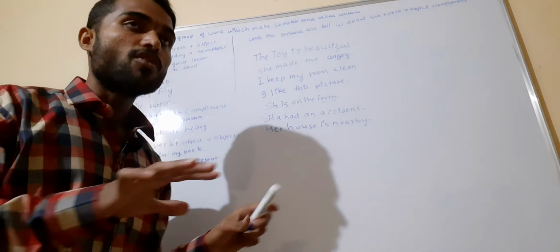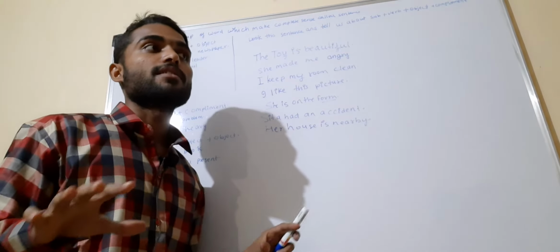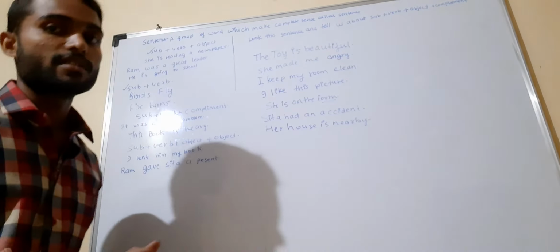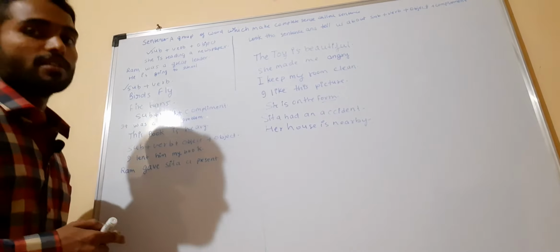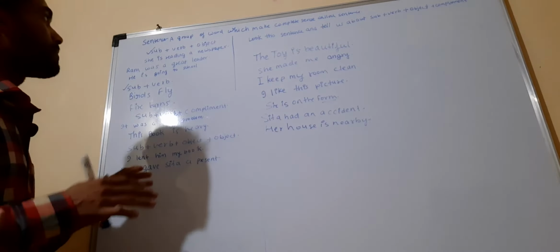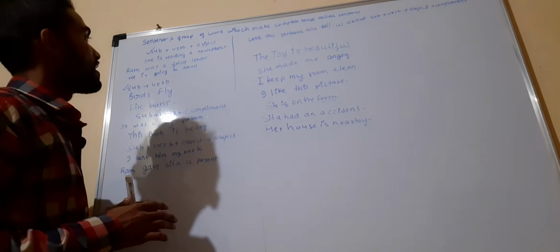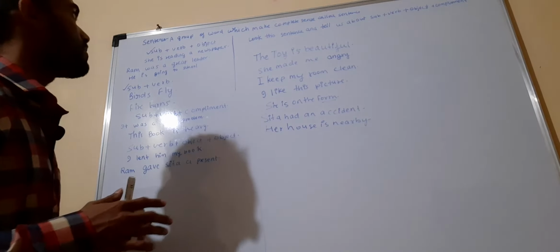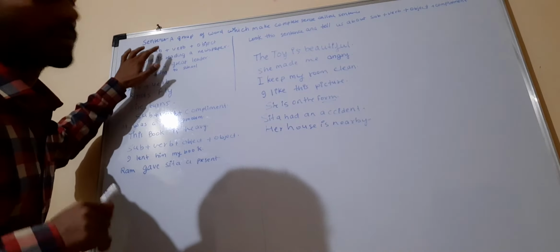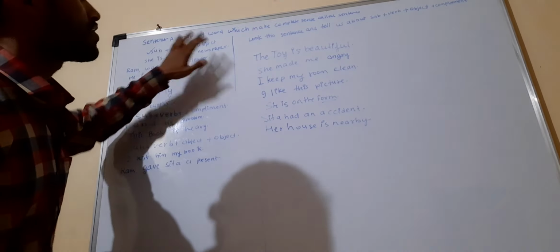This is an overview, a definition of a sentence. Now I will tell you how we can make a sentence. It is going to be subject, and after that verb, and after that object.